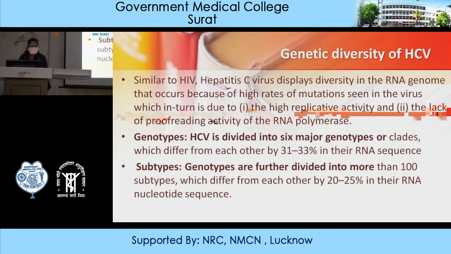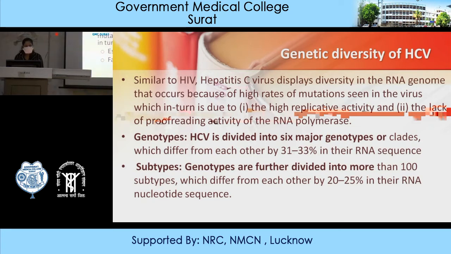Genotypes. HCV is divided into 6 major genotypes or clades, which differ from each other by 31 to 33% in their RNA sequences. Coming to the subtypes, genotypes are further divided into more than 100 subtypes, which differ from each other by 20 to 25% in their RNA nucleotide sequencing.